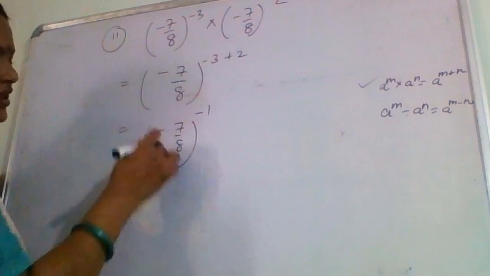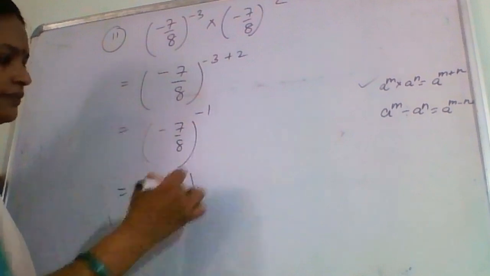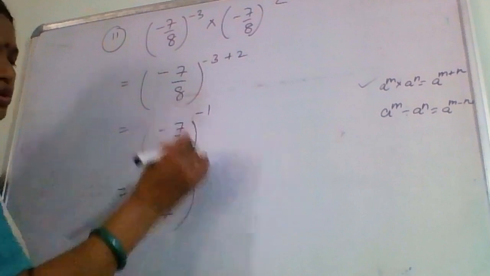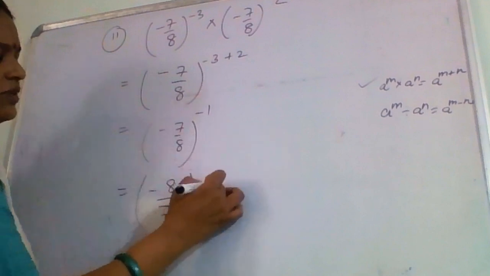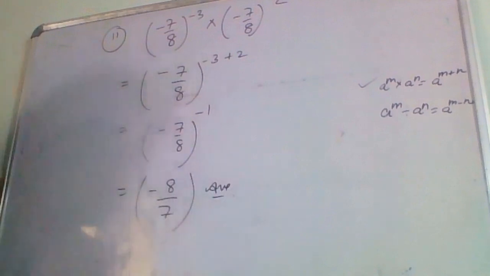And what is the reciprocal of this? 8 by minus 7. So no need to write plus 1. So this will be the answer. Okay. So like this we will be doing the questions.